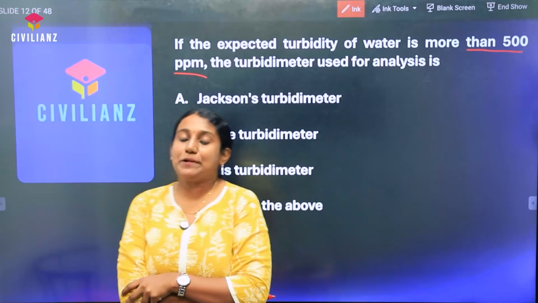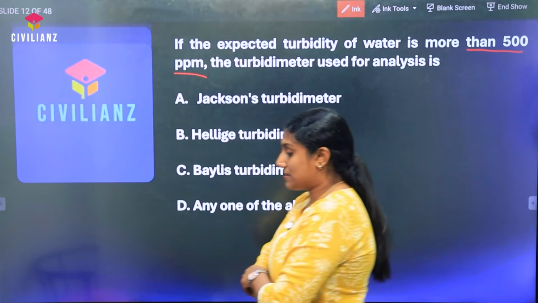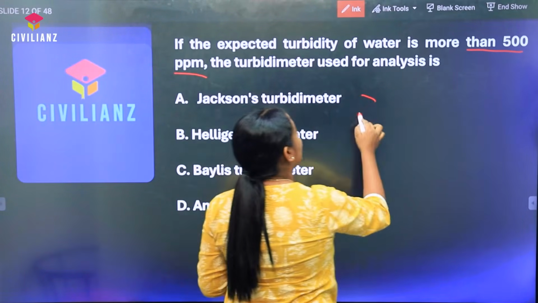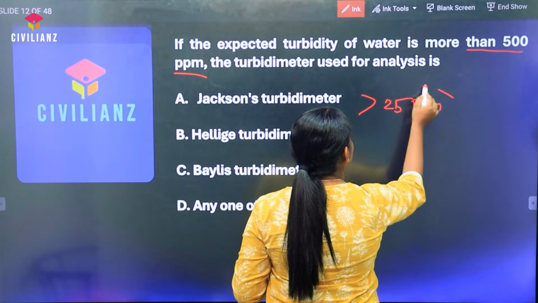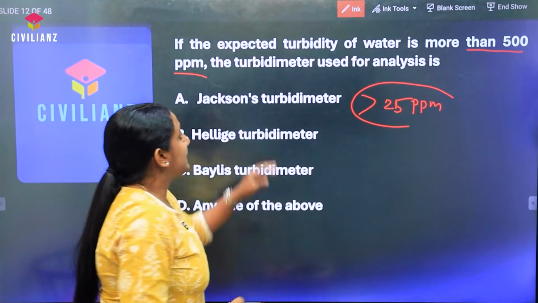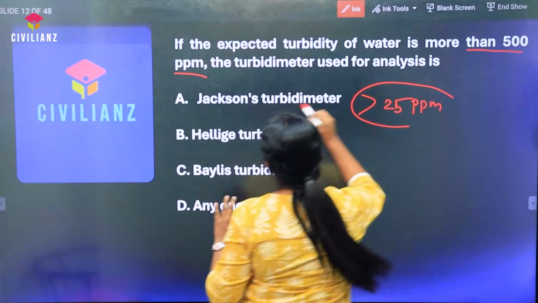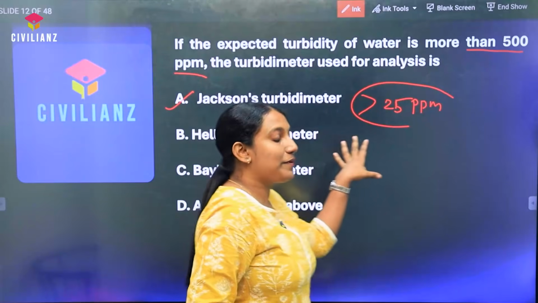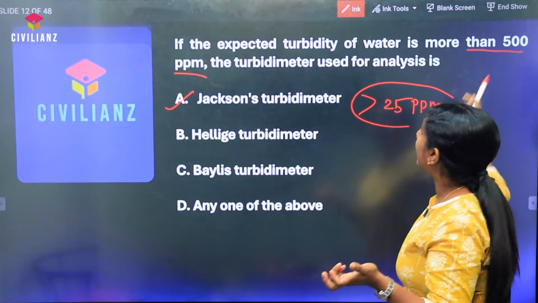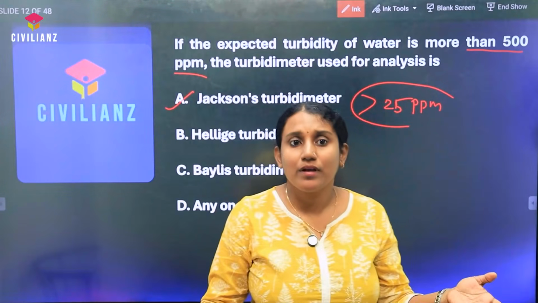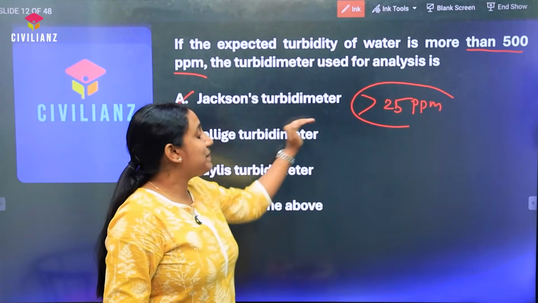Actually, the Jackson turbidity meter we usually use in case of high turbidity. That means the turbidity is greater than 25 ppm. So in this case, the turbidity of the water is more than 500, and that includes this case, Jackson turbidity meter. So the Jackson turbidity meter is usually used in high turbidity range. So, 500 ppm is high. Is it high turbidity? Yes. So the Jackson turbidity meter is used.